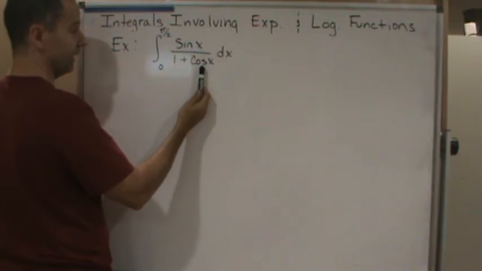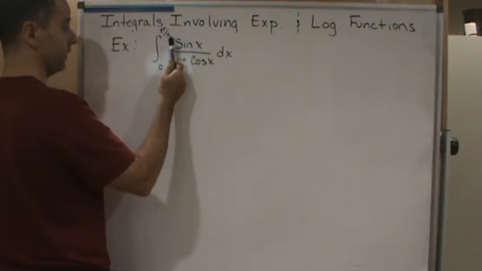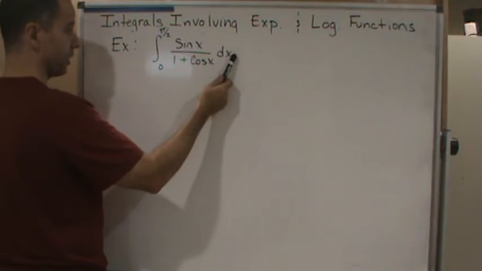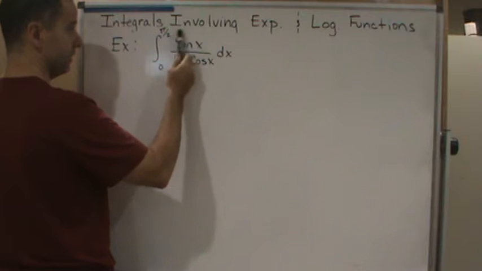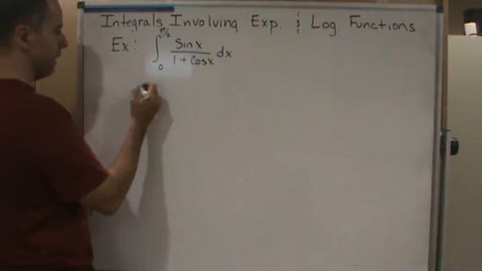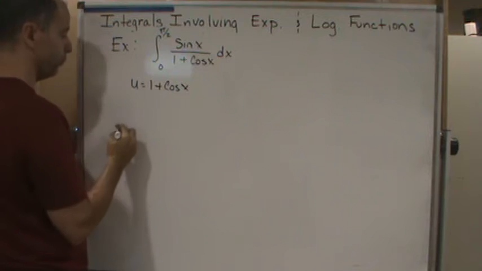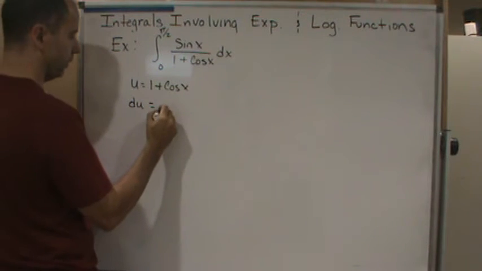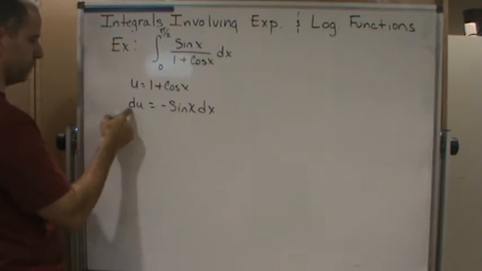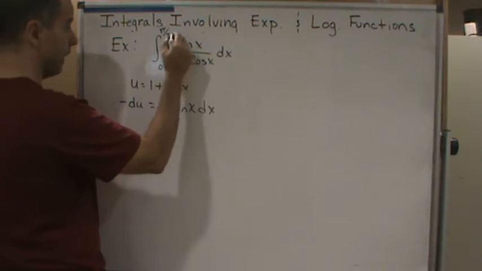Now here's the thing, cosine is now in the bottom. I know the derivative of cosine is negative sine, and so the derivative is on the top. So again, that's what I want. I want to match up dx with sine x on the numerator, right? So if I make u equal to 1 plus cosine x, that will do it for me, because then du will equal negative sine x dx, and then of course I can multiply both sides by negative 1, and I get this.